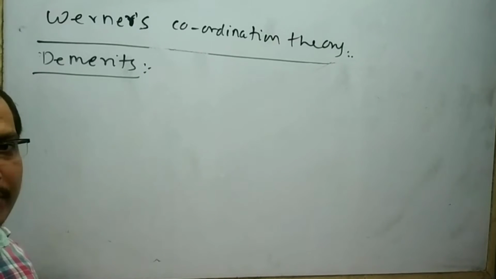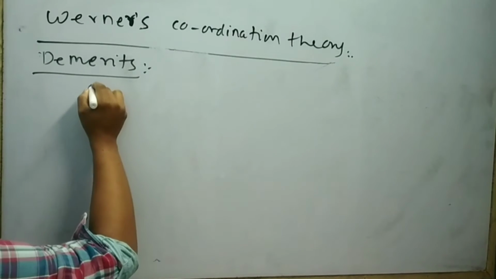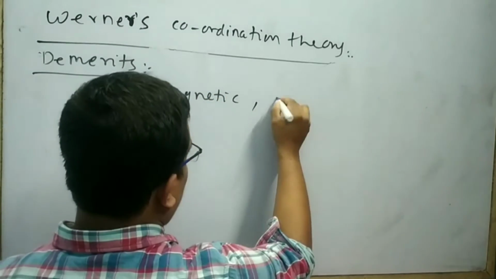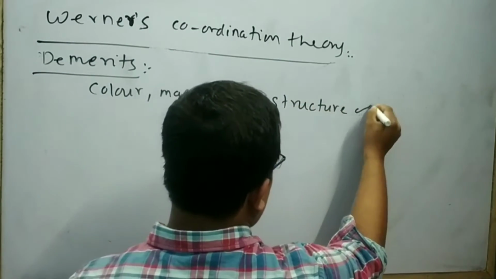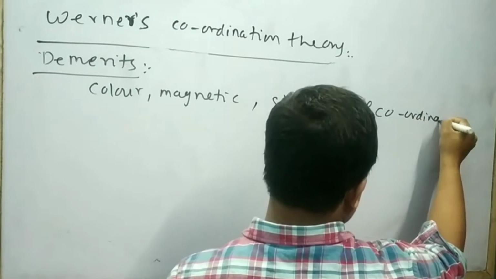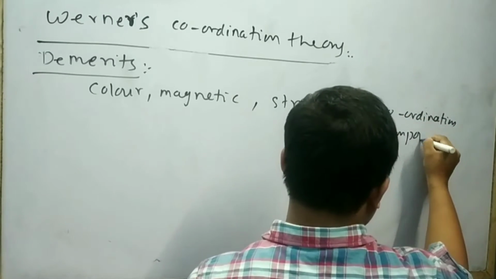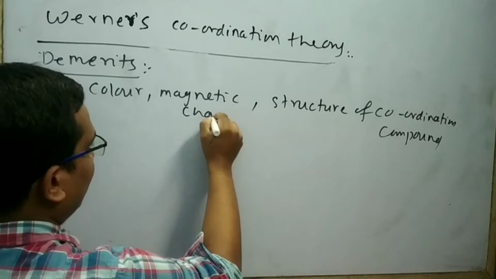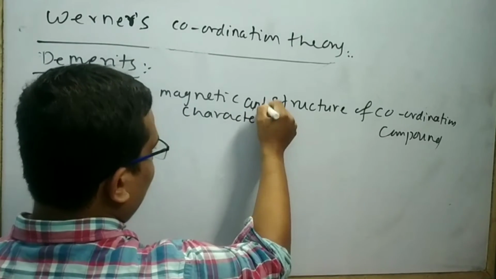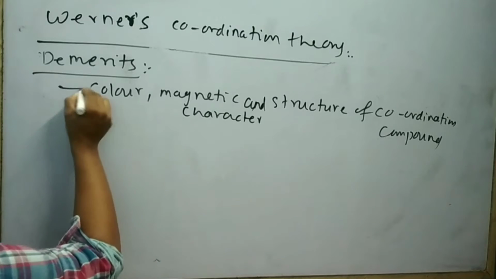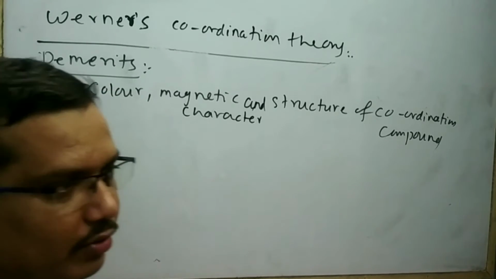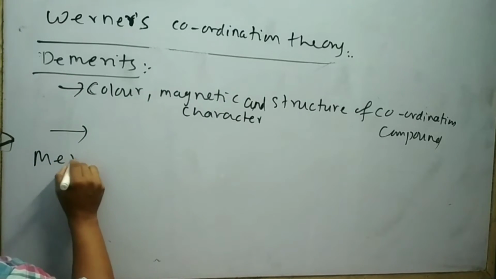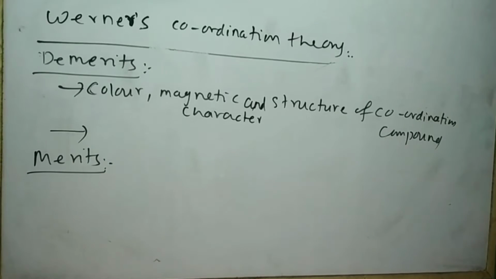Werner's theory is unable to explain properties like color, magnetic property, and structure of coordination compounds. Werner's theory is unable to explain the color, magnetic character and structure of coordination compounds. Second point is Werner's theory does not have justification for his proposed theory.